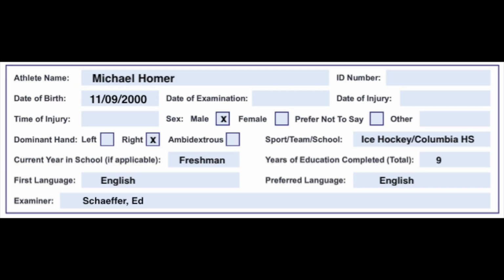Make sure you as the clinician go in and put who's the examiner, the date of the examination, and the date of the injury. Go over concussion history. How many diagnosed concussions have you had in the past? Just one. When was that? It was about a year ago, about last August.